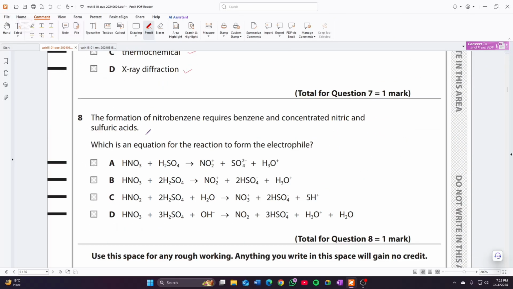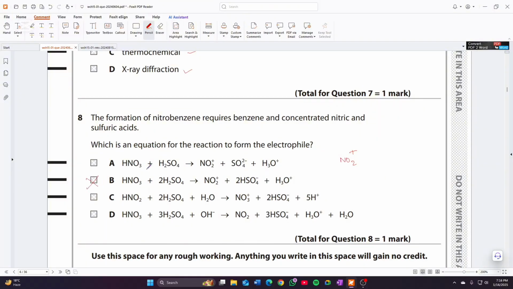The formation of nitrobenzene requires benzene and concentrated nitric acid and sulfuric acid. Which is an equation for the reaction to form the electrophile? The electrophile for nitrobenzene is NO2 plus, so we can eliminate options C and D since there is no NO2 plus there. So it's between A and B, and the correct answer would be B.